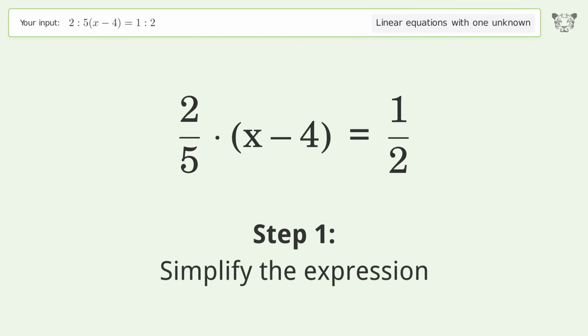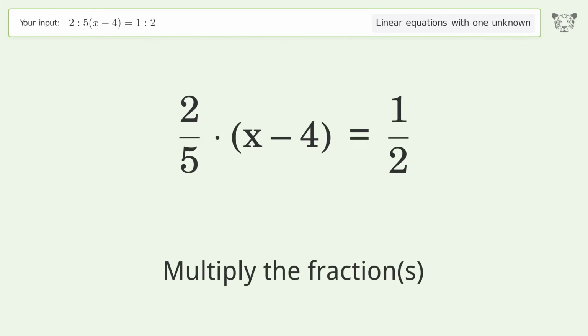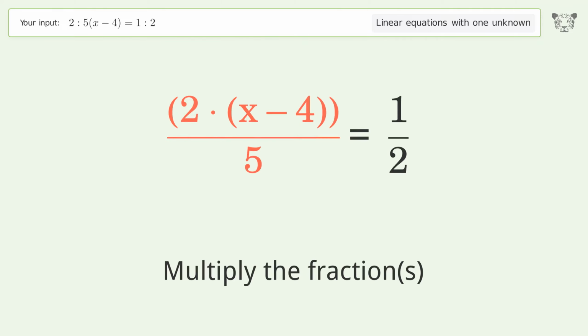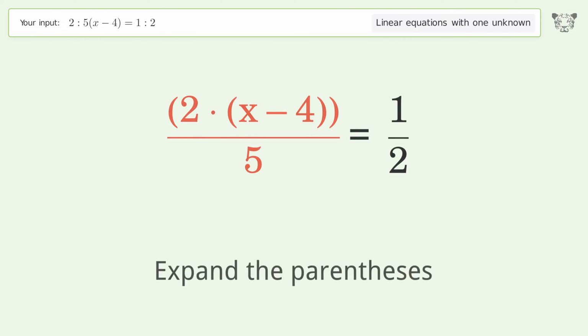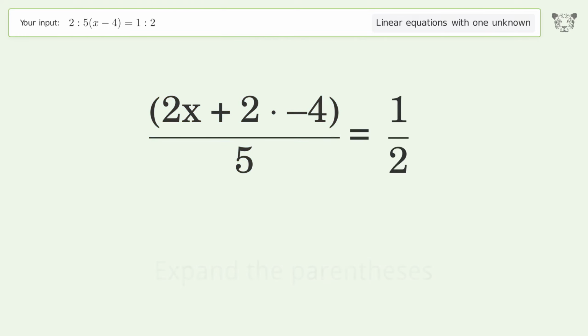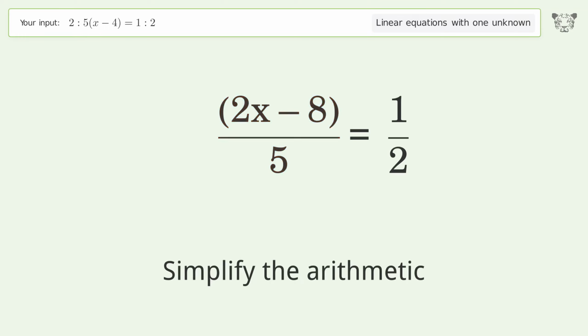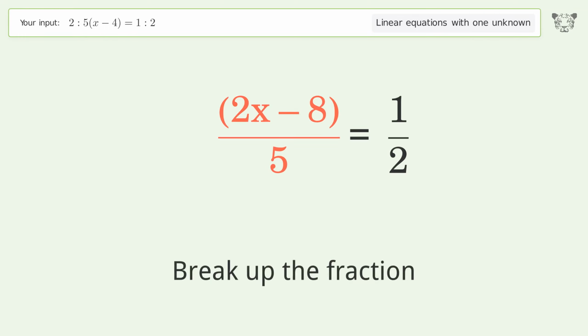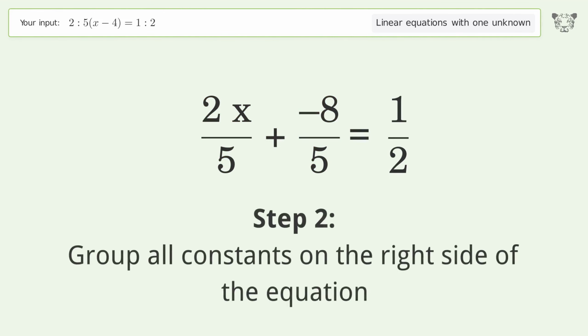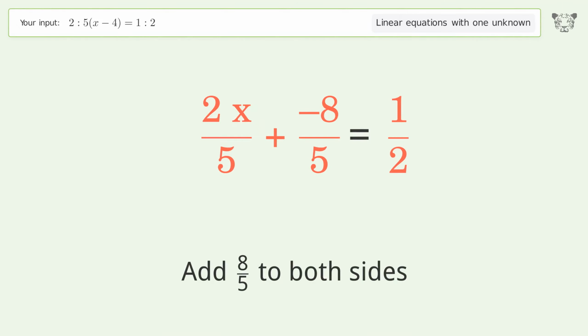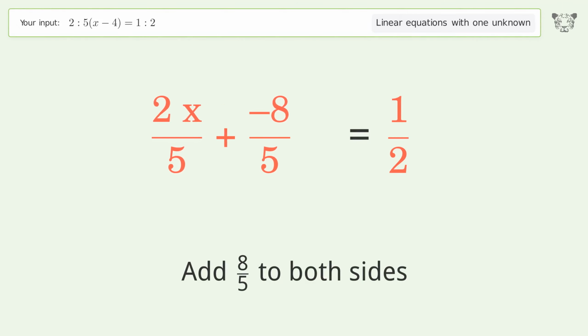Simplify the expression. Multiply the fractions. Expand the parentheses. Simplify the arithmetic. Break up the fraction. Group all constants on the right side of the equation. Add 8/5 to both sides.